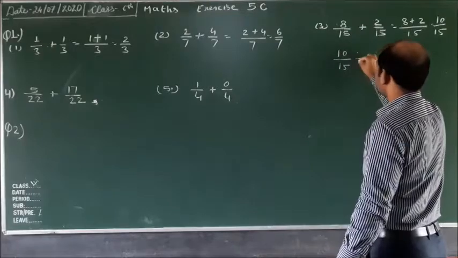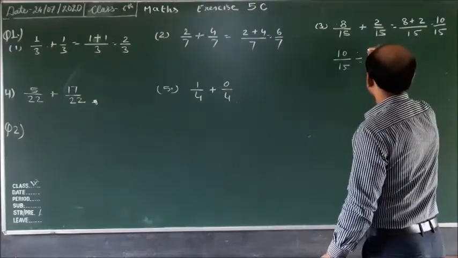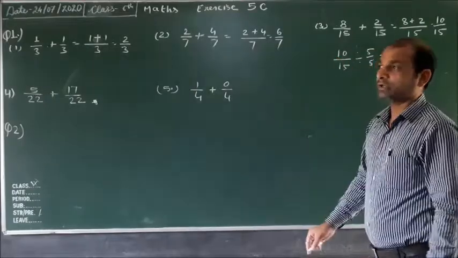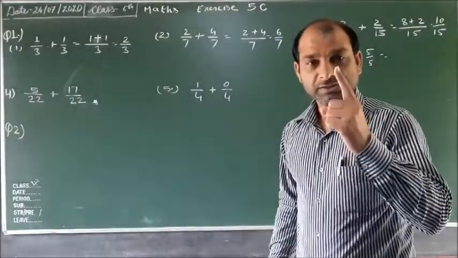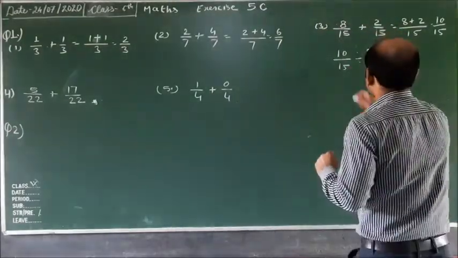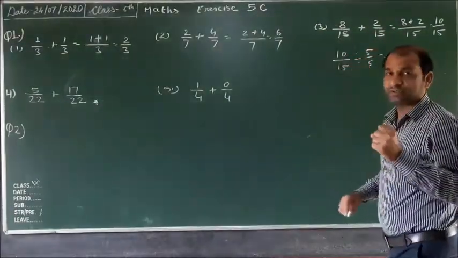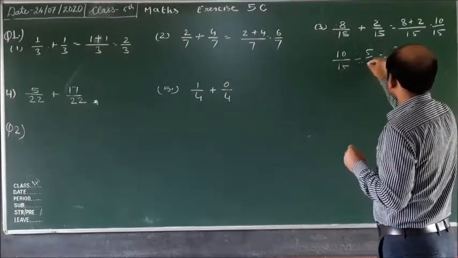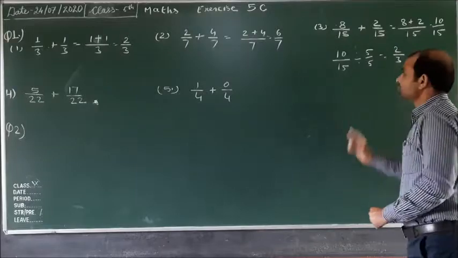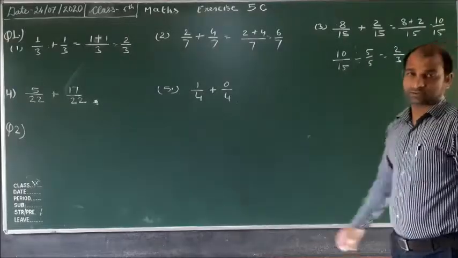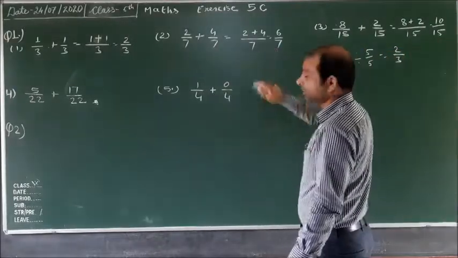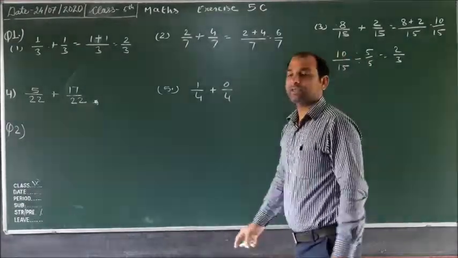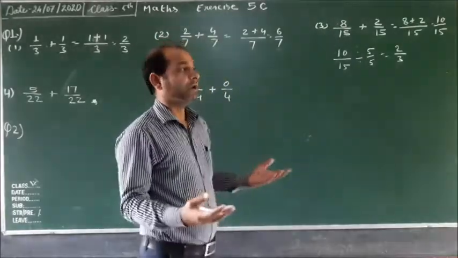Now 10/15, change into the lowest term. Divide by 5. Both numerator and denominator are divisible by the same number. So 10 and 15 are divisible by 5. 5 twos are 10 and 5 threes are 15. So 2/3. This is your answer, and this is already in the lowest term. Why? Because 7 is a prime number, and 7 is divisible by only 1 and itself.